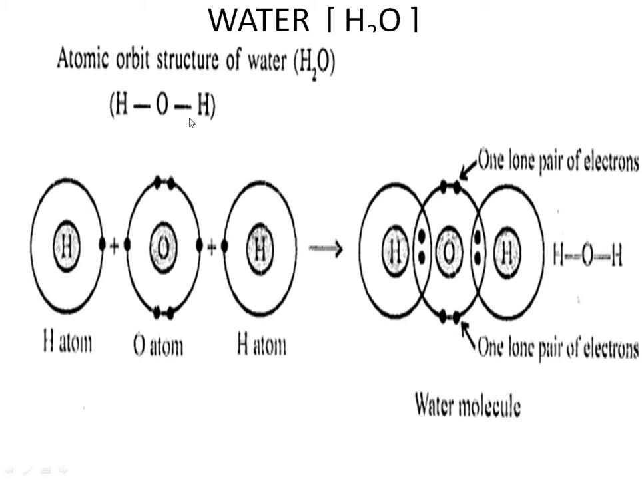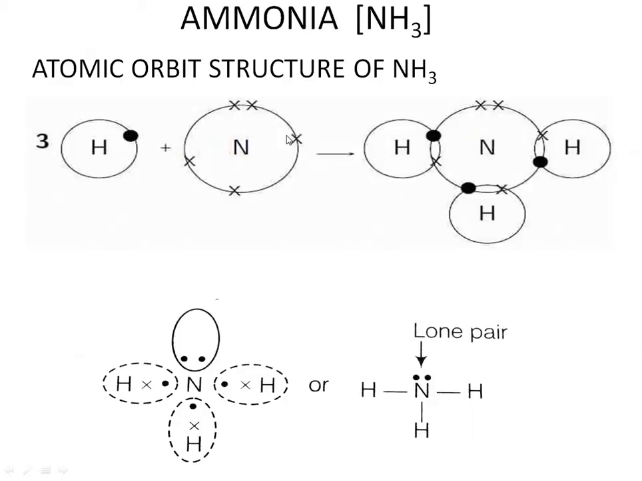So this is how we represent the atomic orbit structure for the water molecule. If you want to go for the electron dot structure, the same way you are going to represent it, but we are not going to draw the last shell. The shell representation you are not going to do. I hope you understood this water molecule. We will see some more examples like ammonia.